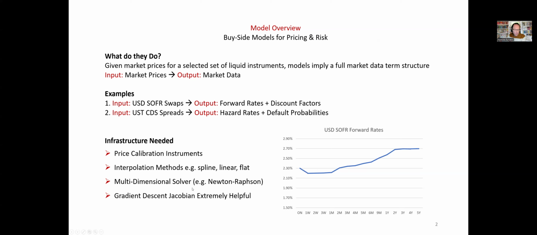So, given prices, we're going to need to solve for the market data to price those instruments that you gave as input. And we need a multi-dimensional solver, which means we're solving for more than one thing at a time. So we've got multiple instruments. We need to solve for multiple market data points.